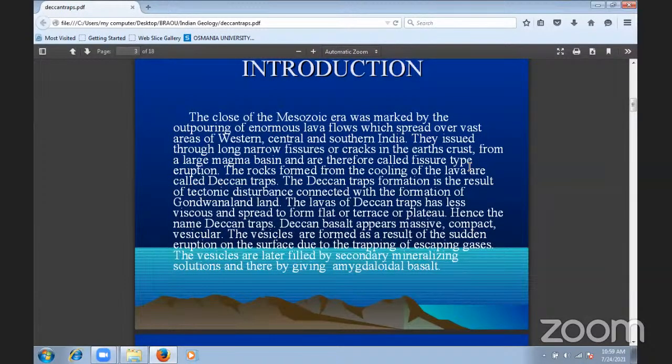The Deccan basalt appears massive, very compact and vesicular. The vesicles are formed as a result of the sudden eruption on the surface, due to the trapping of escaping gases. The gases always have an escaping nature, so as they escape from this eruption, the vesicles were formed. These vesicles were filled by secondary mineralizing solutions, giving the structure of an amygdaloid section, so it is called amygdaloidal basalt.